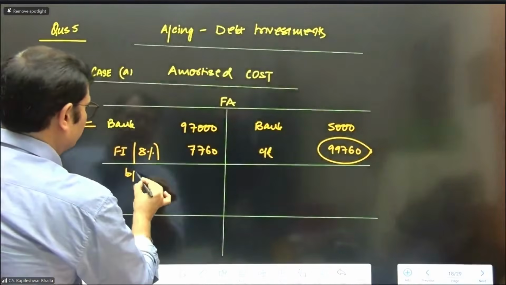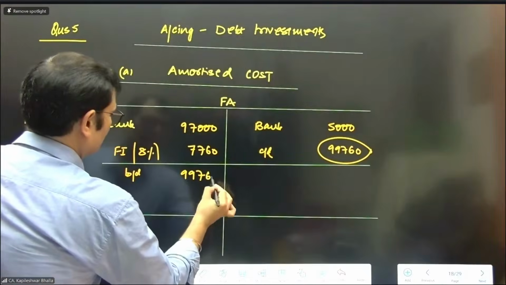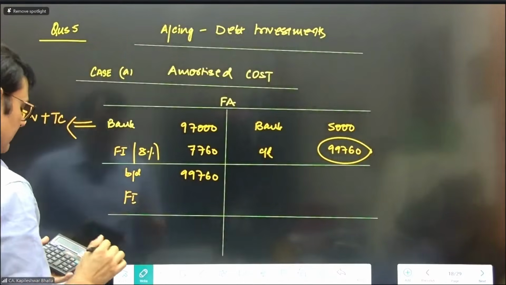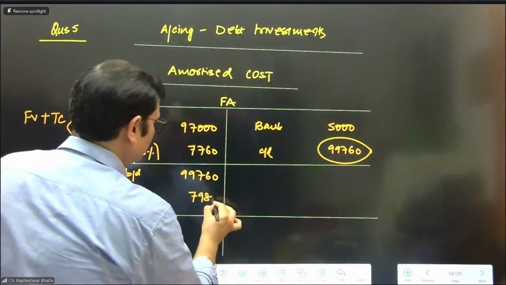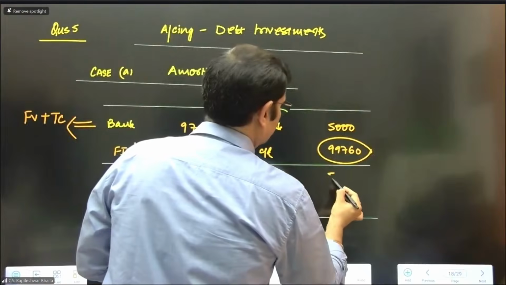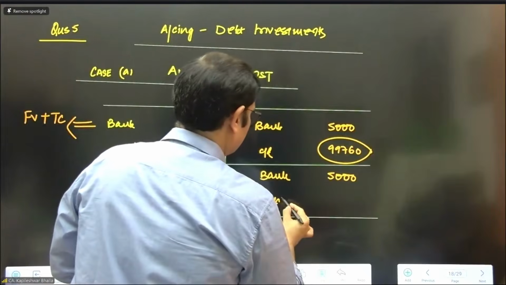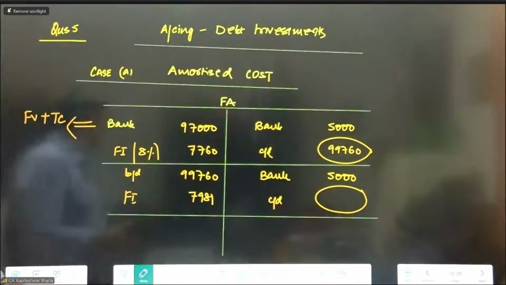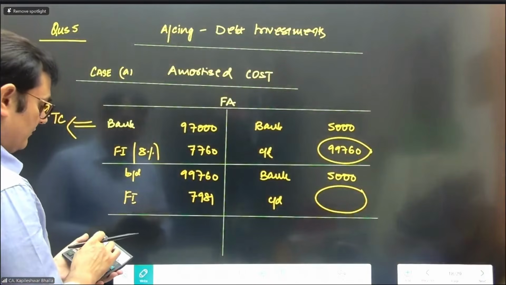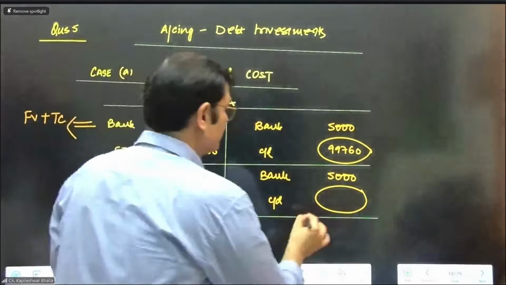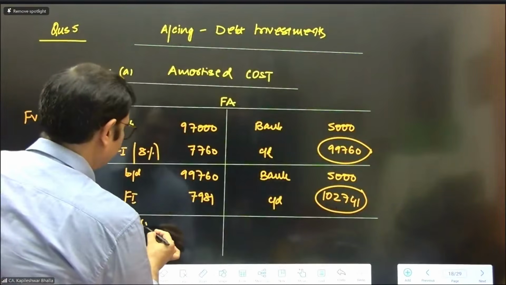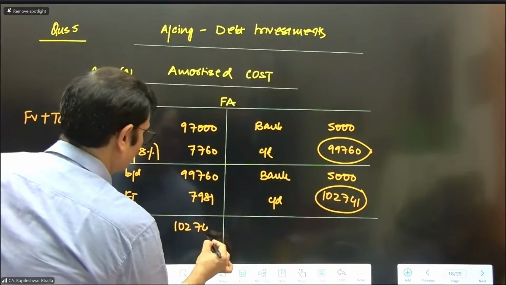This becomes the balance BD next year. We again record a finance income at the rate of 8%. That's approximately 7981. We again receive by bank, that is 5,000. Then we get a balance CD again as a balancing figure. 99,760 plus 7981, that's, I think, 102,741. That becomes a balance BD, 102,741.